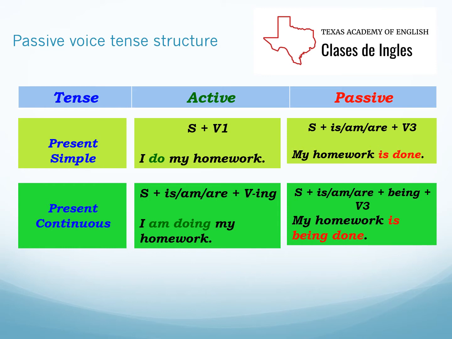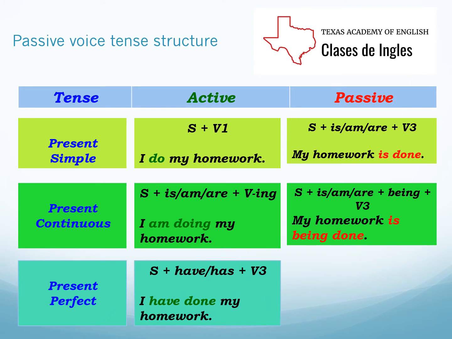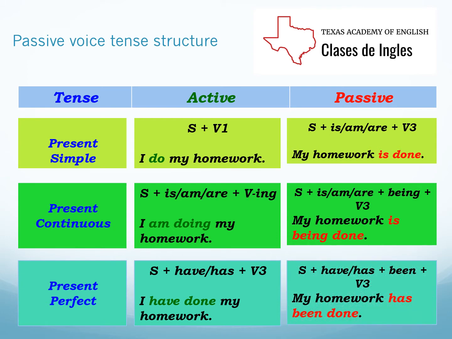In the present perfect tense, we have the subject plus the verb have or has and the past participle. So I can say, I have done my homework. In the passive voice, we have the same structure: subject, the verb has or have, plus been, plus the past participle. So I can say, my homework has been done.